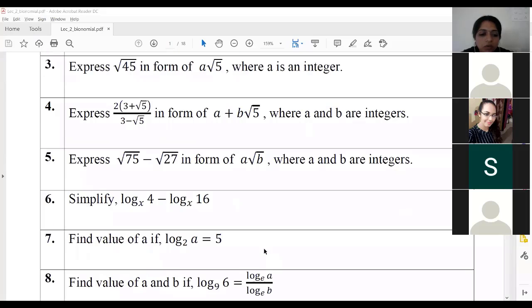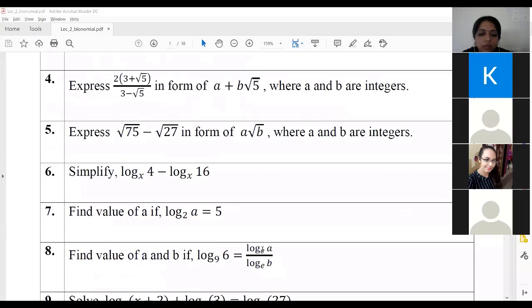Now give me the answer of question number 7. 2 raised to 5, 32. A is 2, equal to 2 raised to 5, 32. Very good.